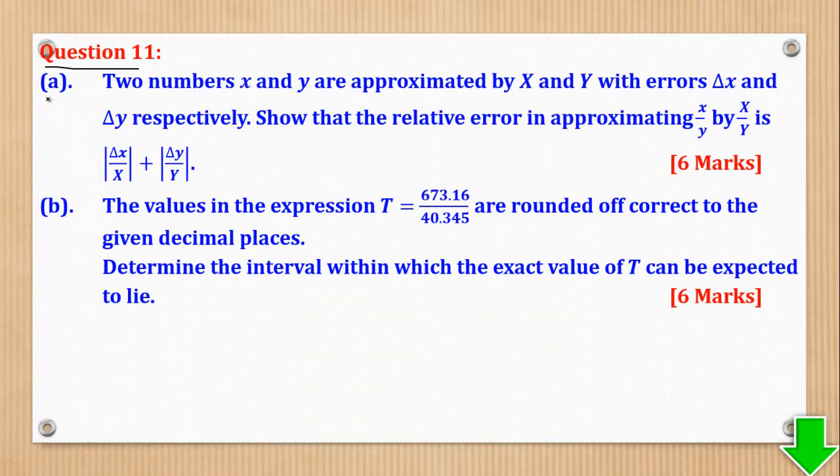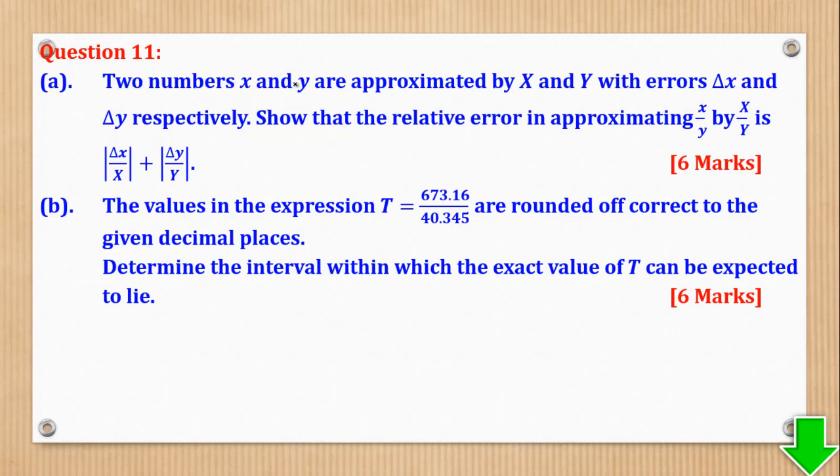Then question 11 now, part A. This question is from numerical methods under the topic of errors. So question part A says, two numbers small x and small y are approximated by capital X and capital Y with errors delta x and delta y, respectively. Show that the relative error in approximating this by this is this. So the logic here, the case of the letters in the required proof is the approximate. So here that means that uppercase letters are approximate values and lowercase letters are exact values.